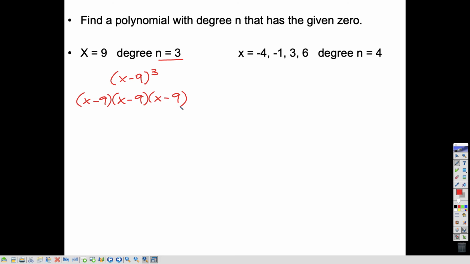People told me that this was x cubed minus 729, what's 81 times 9, and it's not. Those are the first and the last term, but you have to get everything in between. So I got x squared minus 18x plus 81 times x minus 9. I'm not doing this in my head; you're doing the math, adding everything.